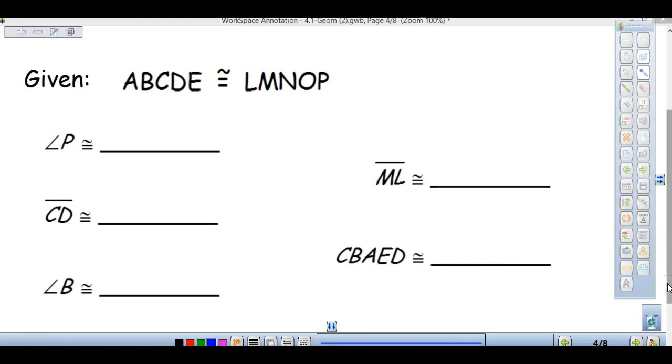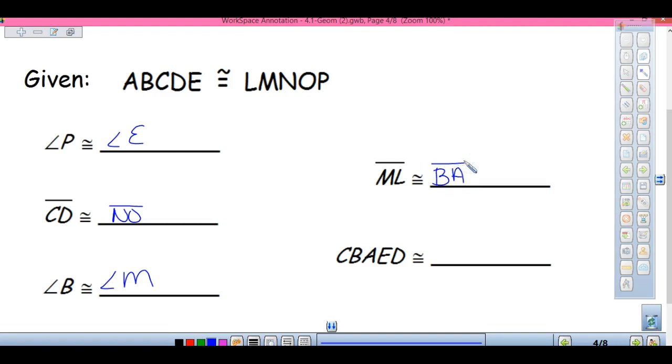Based off of my congruence statement, angle P goes with angle E, CD goes with NO, B goes with M, ML goes with BA. CB goes with N, M, L, PO.